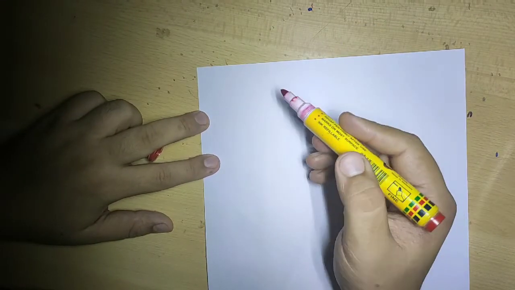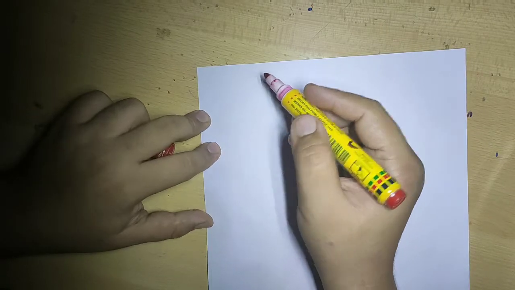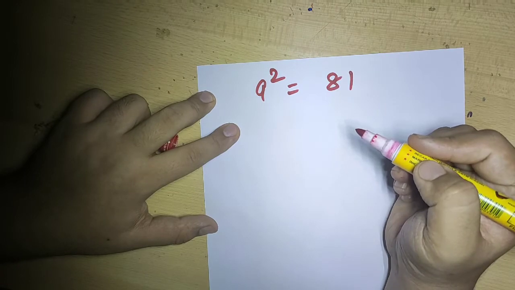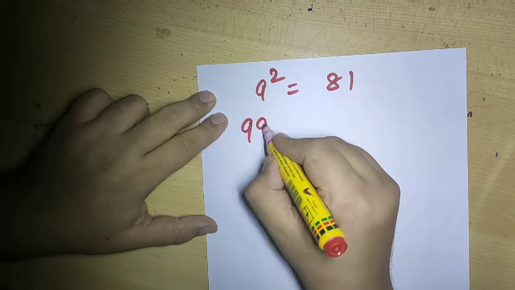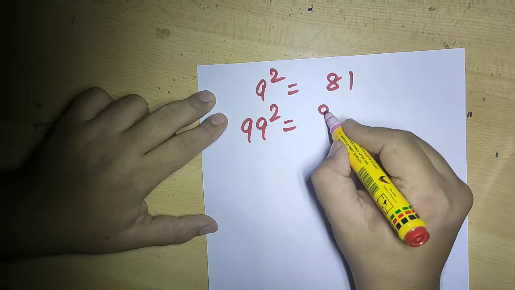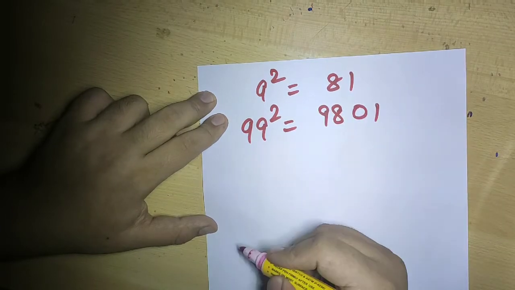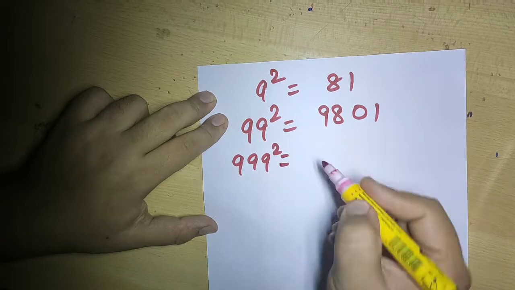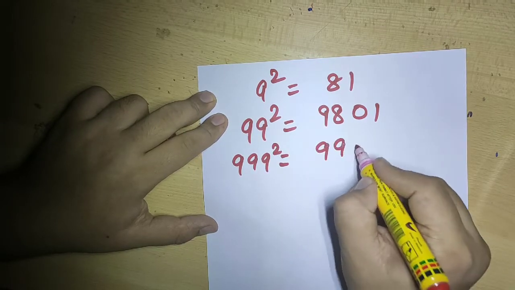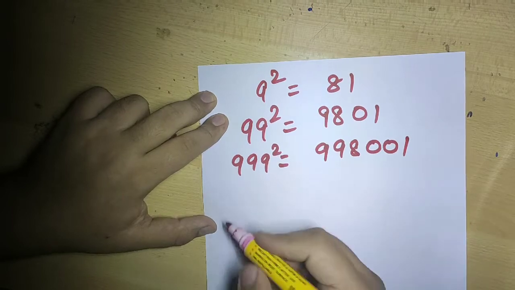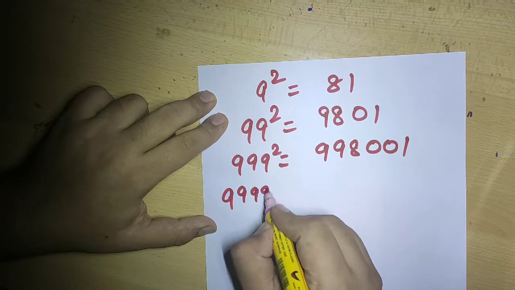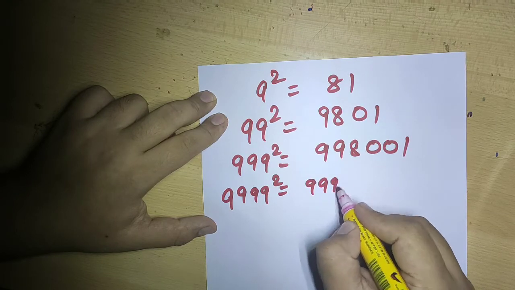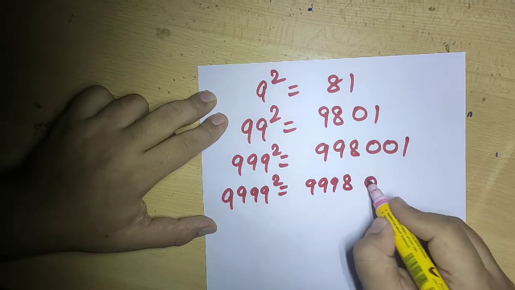Similarly, we have different patterns for squares of numbers with 9 at each place. For example, 9 square is equal to 81. 99 square is equal to 9801. 999 square is equal to 998001. 9999 square is equal to 99980001.